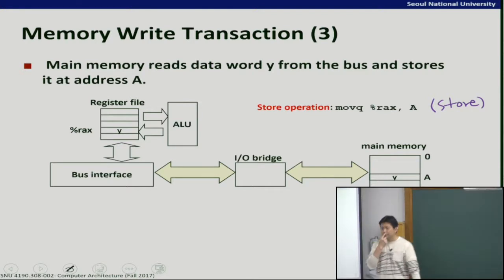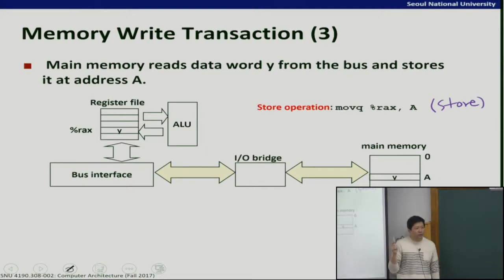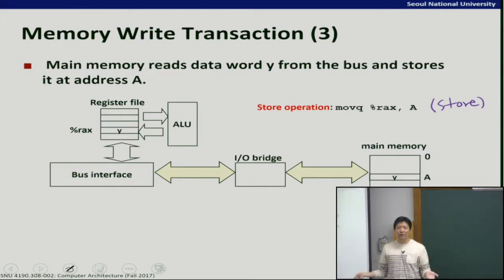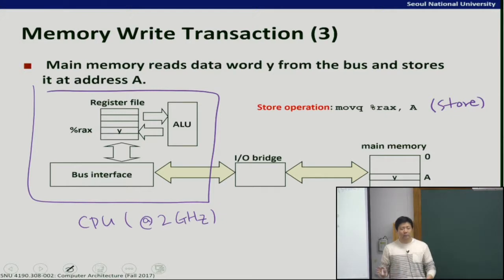But let's think about it. Every time you want to access memory, how many cycles is it going to take? I mean, today's processors actually run at 2 gigahertz or 3 gigahertz, right? But this actually takes, let's say, 100 nanoseconds to read. So let's say this CPU runs at 2 gigahertz. Then what will be the cycle time of this CPU? What is the single clock cycle time for this CPU?